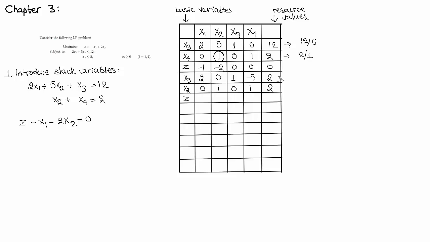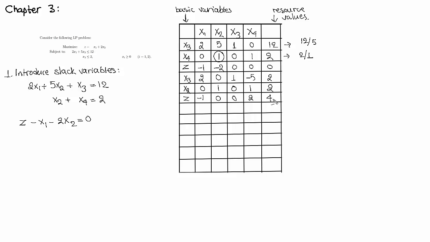We're going to add in the z row 2 times the second row, this row of x2. So minus 1 plus 2 times 0 is just minus 1. Minus 2 plus 2 is 0. 0 plus 2 times 0 is 0. 0 plus 2 times 1 is 2. And 0 plus 2 times 2 is equal to 4. And now we're going to perform the simplex algorithm again until we have no negative entries in the Z row.